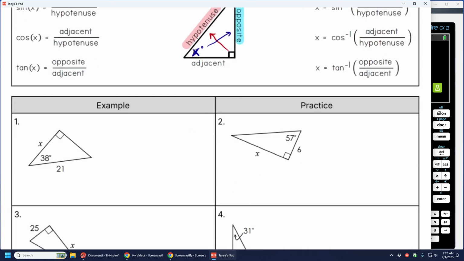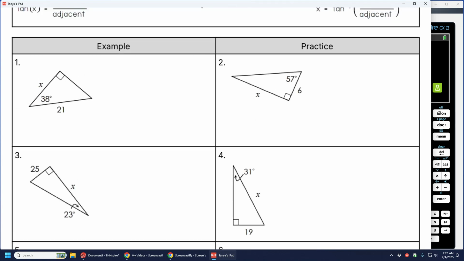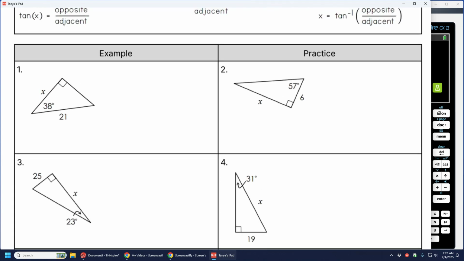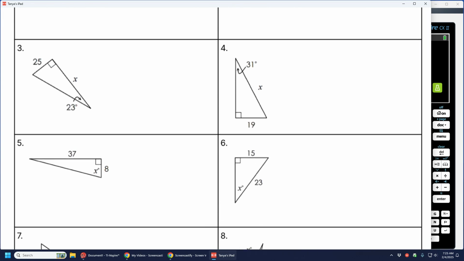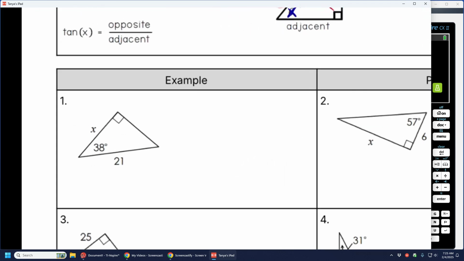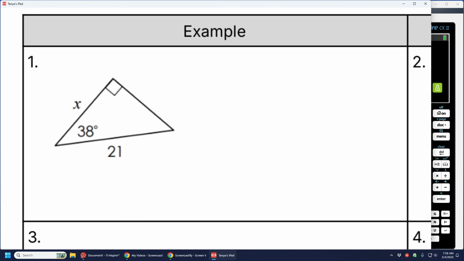Okay, so on this review, like we always do, I'm going to do the example problems, so that's all the odd numbers, and then the even numbers are for you guys to practice. Okay, so let's look at number 1. I want to find x. X on this one is a missing side length. So that x represents this side right here.